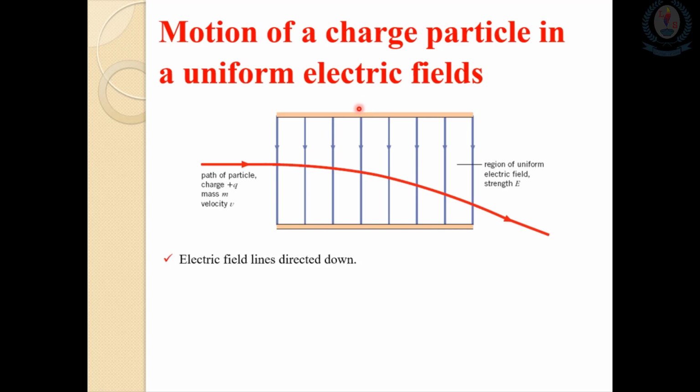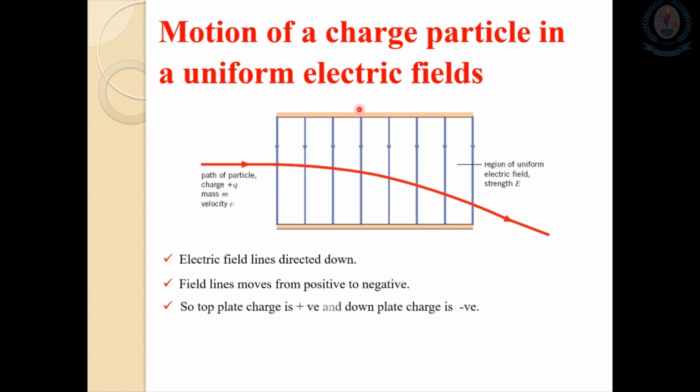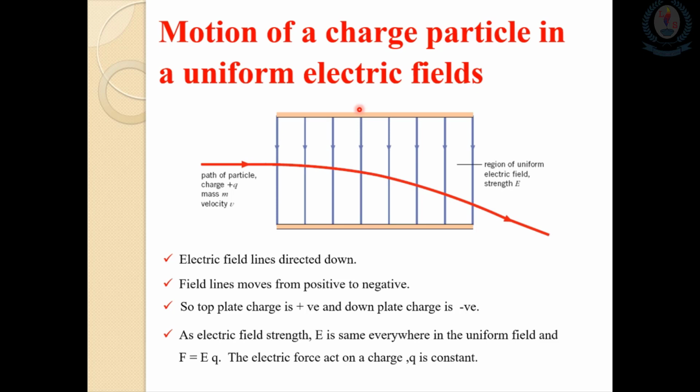Let's proceed. So the electric field lines are directed down, so we predict that. Field lines move from positive to negative, and so the top plate is positively charged and the bottom plate is negatively charged. And as for electric field strength E, we have come across that also in the earlier video, it is a uniform electric field, so the electric field strength is the same everywhere.